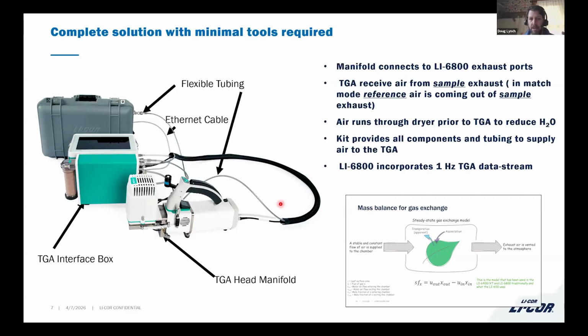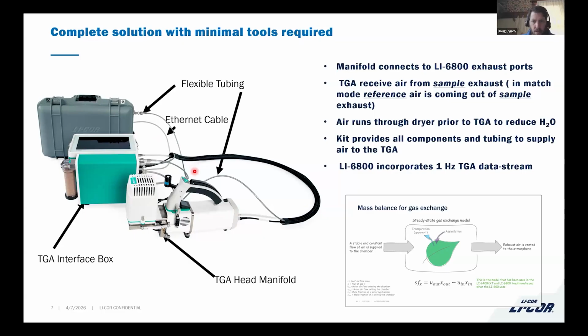When the LI-6800 goes into match mode, that is when the third analyzer will receive the reference airstream, and then leaving match mode, now it will be sampling the sample airstream. So we're able to capture both the reference and the sample at slightly different points in time. And that's an important consideration for these measurements.